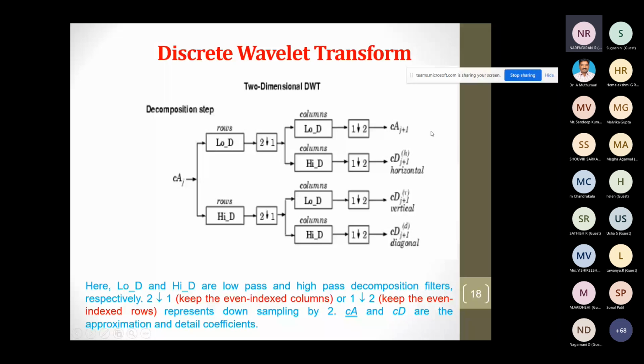The output of the two low pass filters is called the approximation. The rest of them are going to be called detail coefficients, or details. What detail is it? The first one is the horizontal detail. What is that horizontal detail? Low pass and high pass, LH. You can see LH.